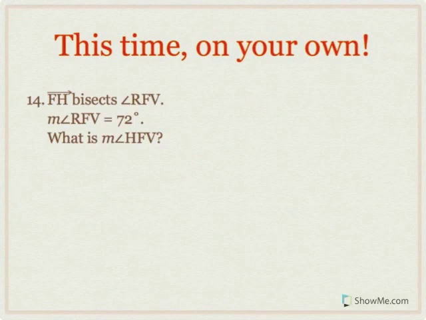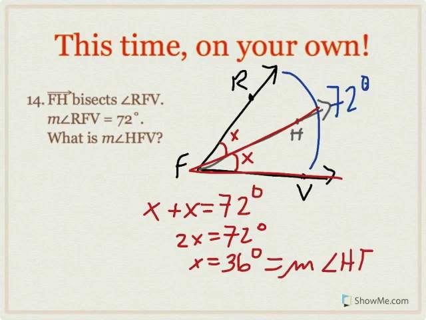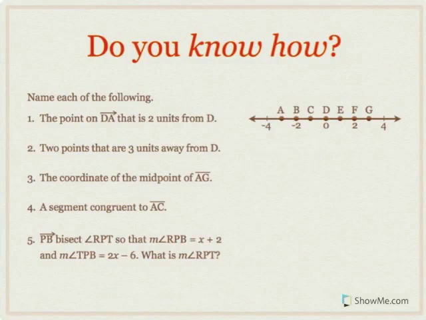Now try one more problem using an angle this time. Press pause. When you have your answer, press play and double check to make sure you are correct. By drawing a figure and setting up an equation, you can find that angle HFV is equal to 36 degrees. How did you do? And that is the end of the lesson.